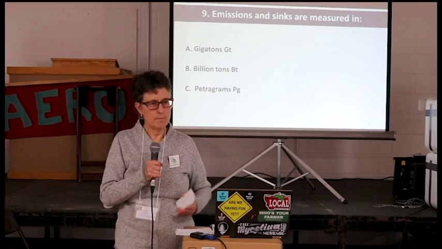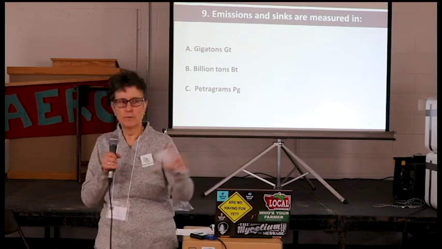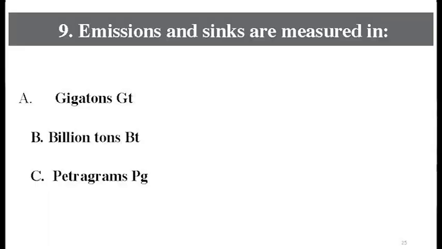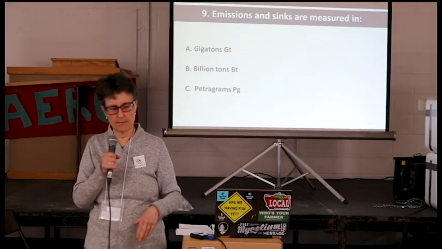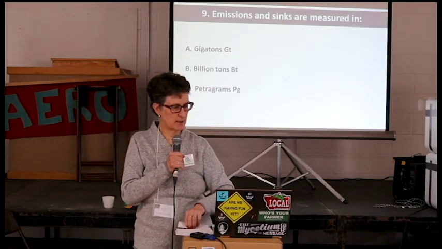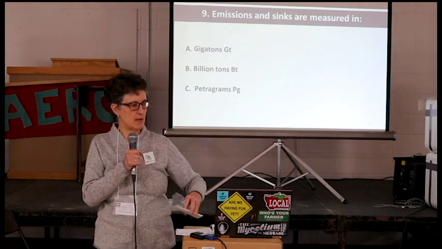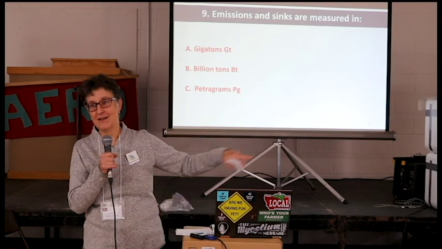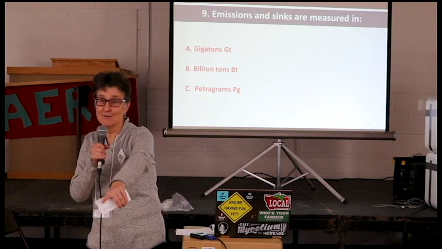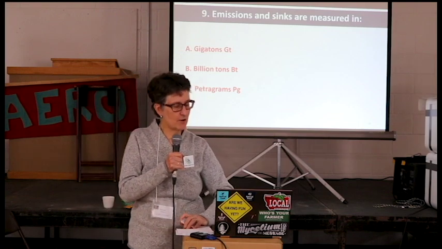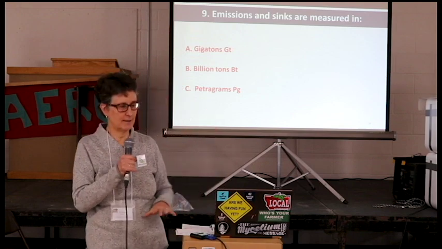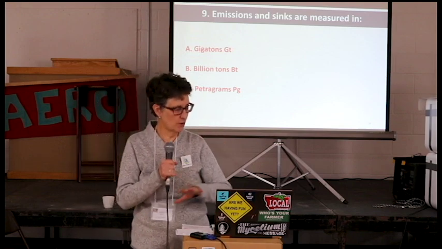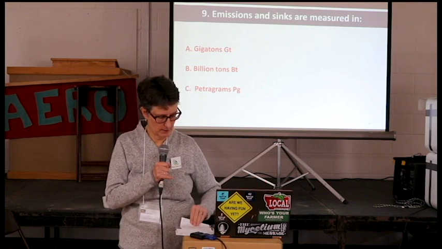So concentrations are measured in parts per million, excellent. But emissions and sinks, the things taking up that carbon dioxide, are measured in A, gigatons, B, billions of tons, or C, petagrams. Aha, trick question. All of the above, and they are all equal. So everybody's right. So when you see something like that and you wonder what it is, they're all the same. I just want to get that out there.